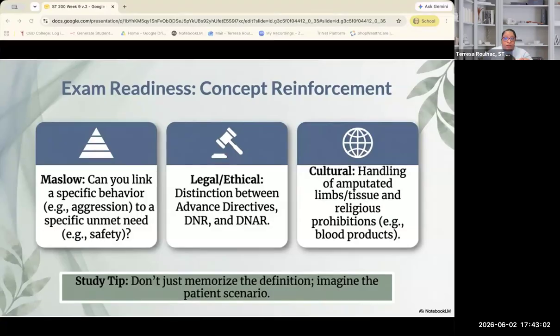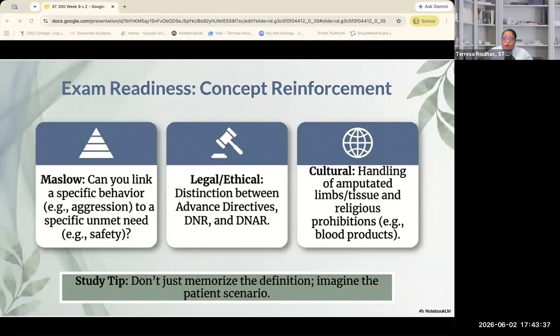There's also some legal ethical content from this week, understanding the distinctions. I have definitely seen where they throw a scenario and they're like, is this, let's say, an advance directive issue, DNR, DNAR? These are not interchangeable terms. Know who initiates them. Know what they authorize. Know how they affect intraoperative care. Clarity here prevents legal confusion.